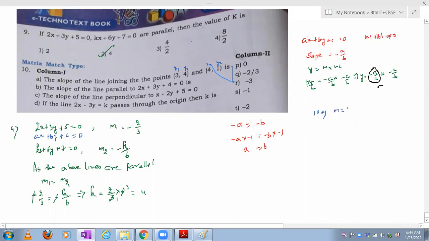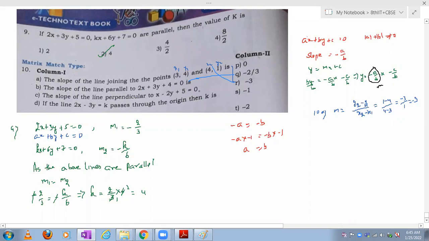Slope of a line formula, what? y2 minus y1 divided by x2 minus x1. This is x1, y1, this is x2, y2. Then what should you write? 1 minus 4 divided by 4 minus 3. So 1 minus 4 is minus 3, divided by 1. Minus 3 by 1, minus 3. Very good.